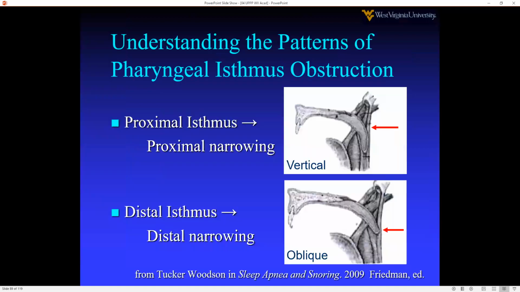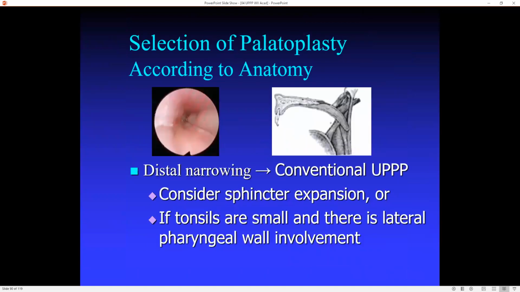is in between. And so when the isthmus is proximal, you have a vertical soft palate. When the isthmus is distal, you have that funnel-shaped soft palate, or the oblique character. And this is just an endoscopic view on the left of the distal narrowing. So you can go with a conventional UPPP, consider sphincter expansion palatoplasty.